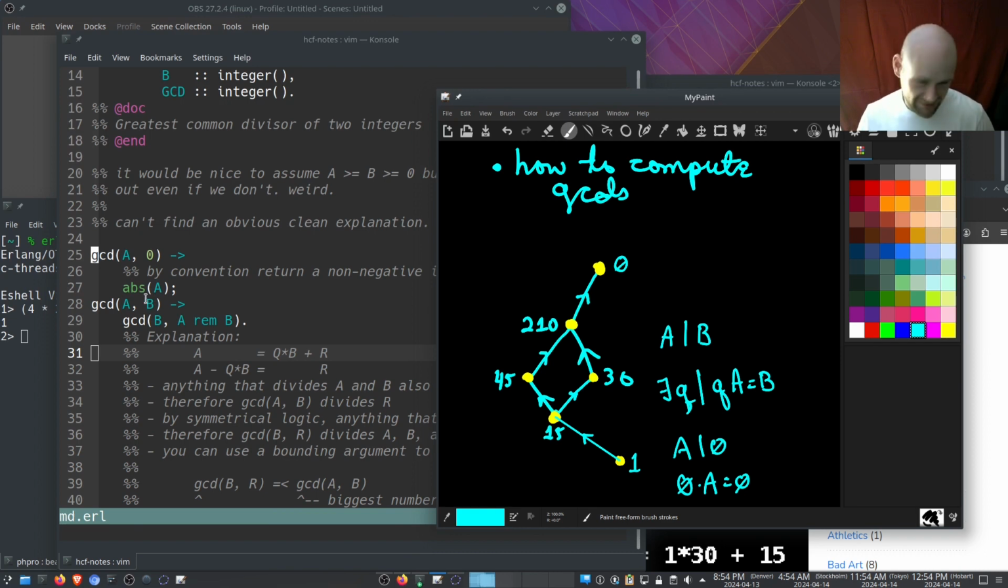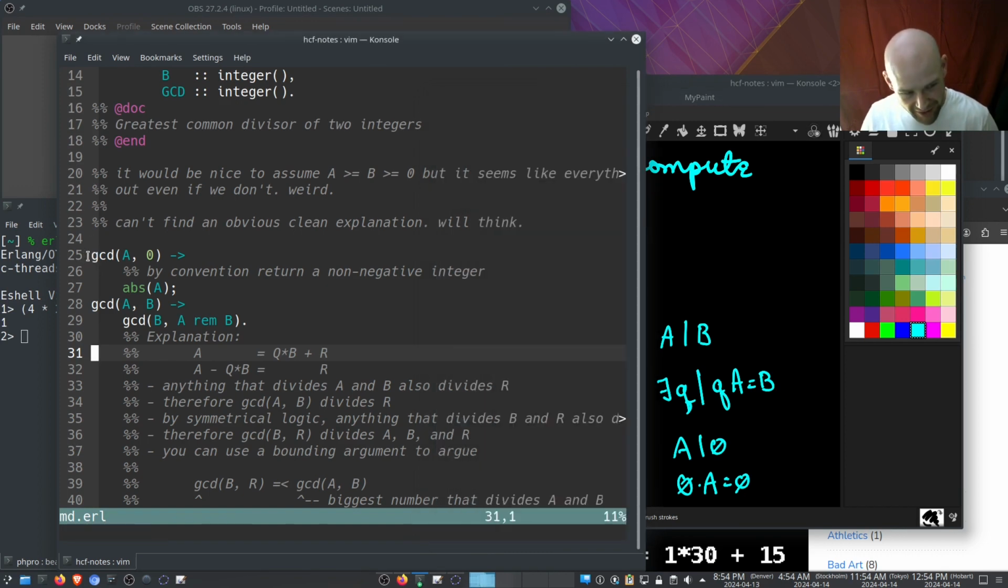So what we're actually looking for is the biggest number on this divisibility graph, biggest with respect to the divisibility hierarchy, that divides both 210 and 45. Okay, so that's why the greatest common divisor of anything with 0 is anything.